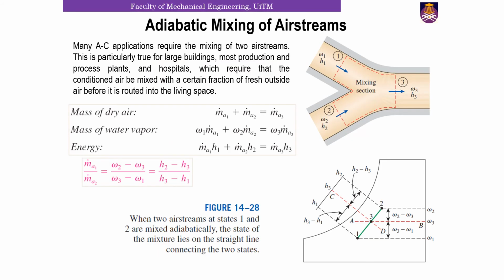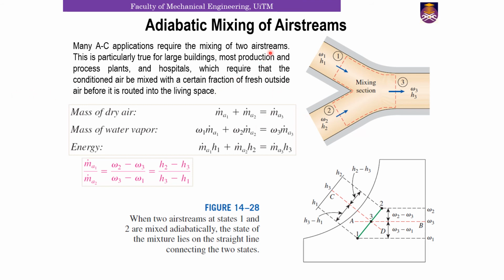And the last one that we have here is adiabatic mixing of air streams. In many air conditioning applications, we have two different streams mixing in the adiabatic mixing section as shown here. You can have the return air from the confined space of the room coming in, and this is mixed with fresh air coming from the outside, because in very large buildings, most production and process plants and hospitals, we require that the conditioned air be mixed with a certain fraction of fresh air from outside.